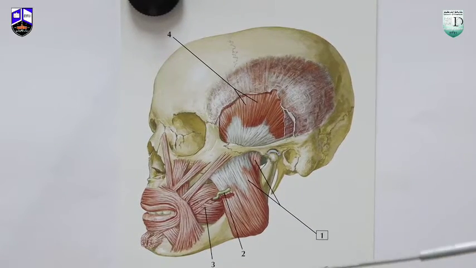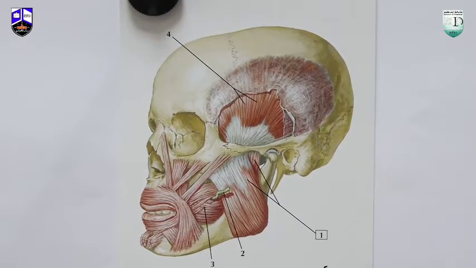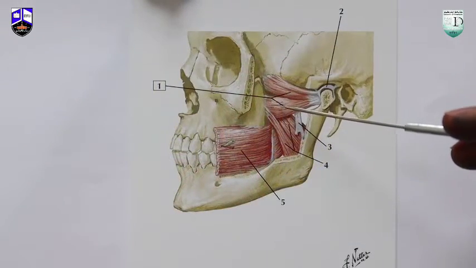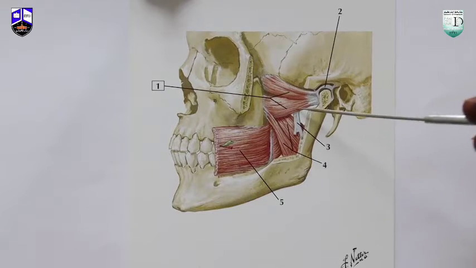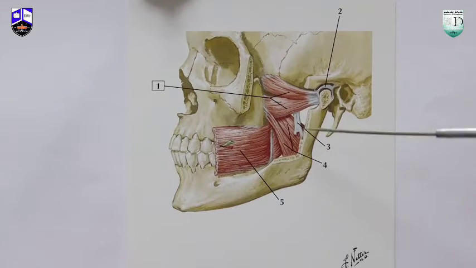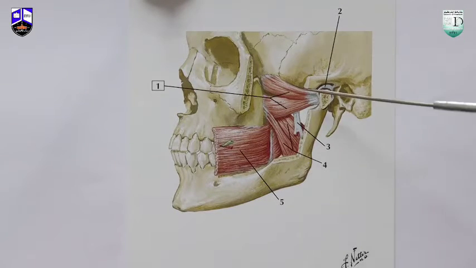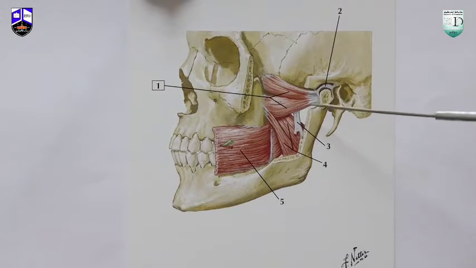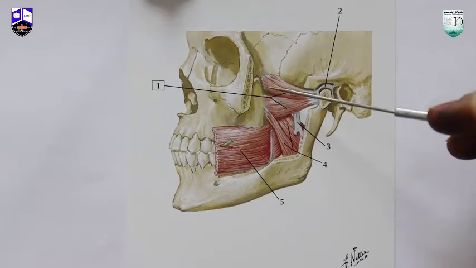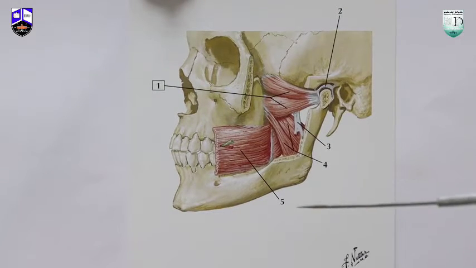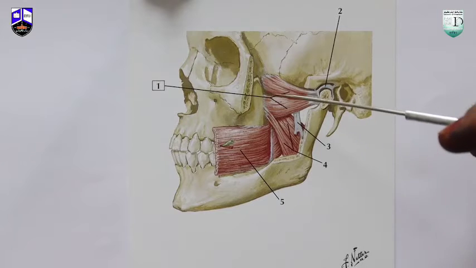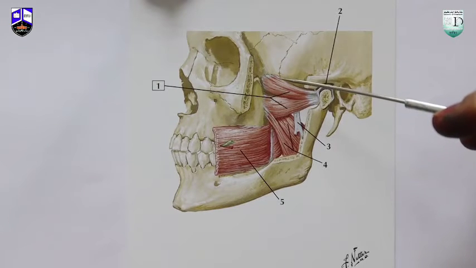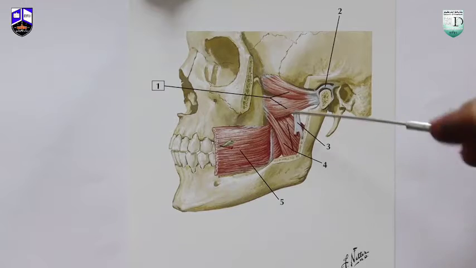The third muscle is the medial, and the fourth is the lateral pterygoid. So let's see them. The lateral pterygoid muscle is this muscle here. This muscle has got two heads. It has got an upper head and a lower head. The upper head originates from the roof of the infratemporal fossa, that is to say, the infratemporal surface of the squamous part of the temporal bone and the greater wing of the sphenoid bone.